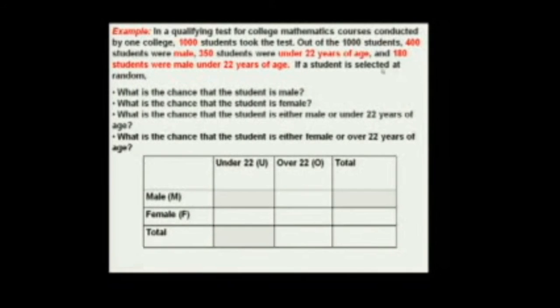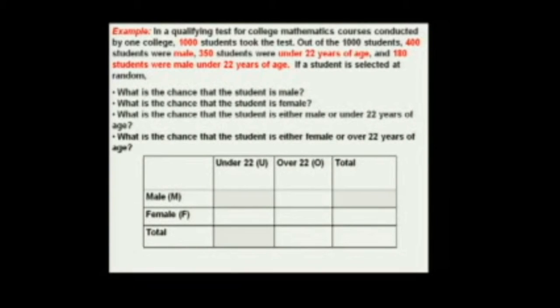If a student is selected at random, what's the chance that the student is male? What's the chance that the student is female? What's the chance that the student is either male or under 22? What is the chance that the student is either female or over 22?